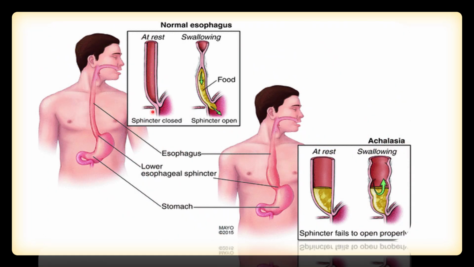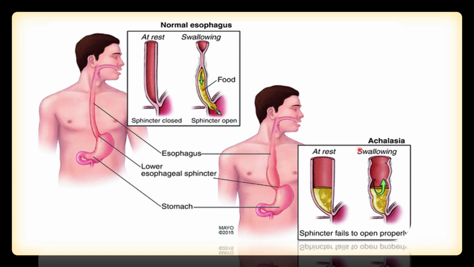This is one more picture to show the achalasia cardia normal esophagus. If you see in the normal esophagus, at rest the sphincter will be closed. That is, the lower end esophageal sphincter is closed. But during the food entry, it has to be opened. This is normally occurring in the normal esophagus.